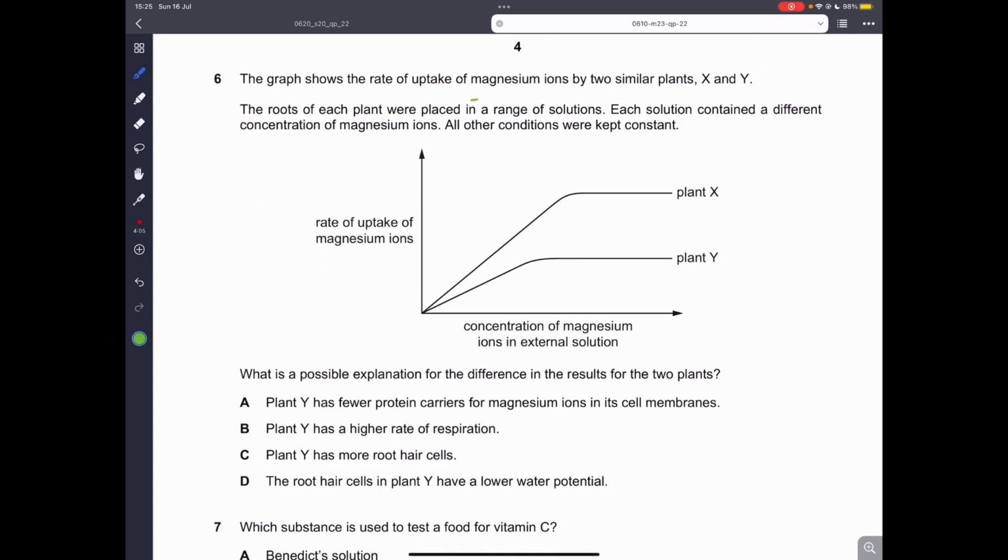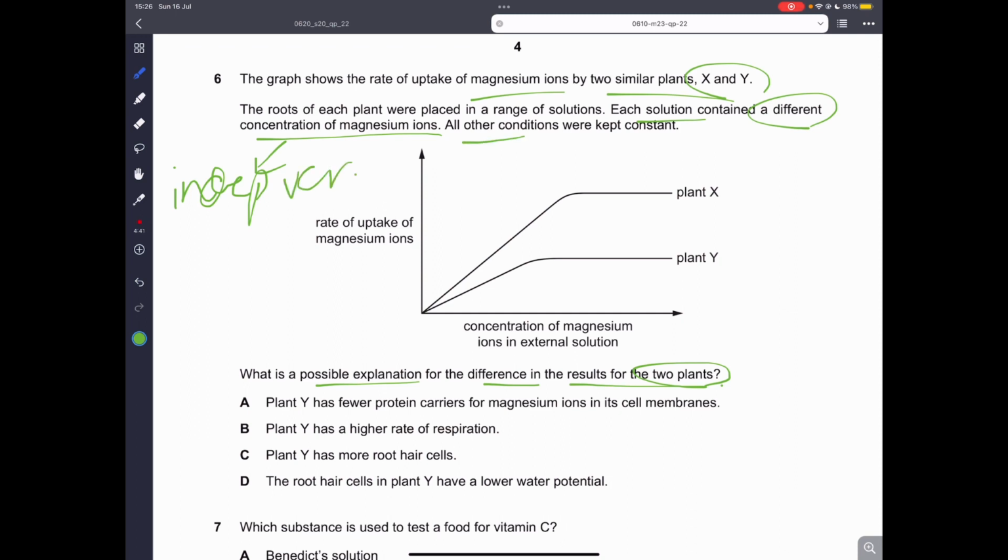Question number 6. The graph shows the rate of uptake of magnesium ions by 2 similar plants, X and Y. The roots of each plant were placed in a range of solutions. Each solution contained a different concentration of magnesium ions. All other conditions were kept constant. What is the possible explanation for the difference in the results of the 2 plants? So we know that each solution contains a different concentration of magnesium ions, and this means this is the independent variable. You are changing this variable, and all other conditions were kept constant. Okay, so what is the possible explanation?